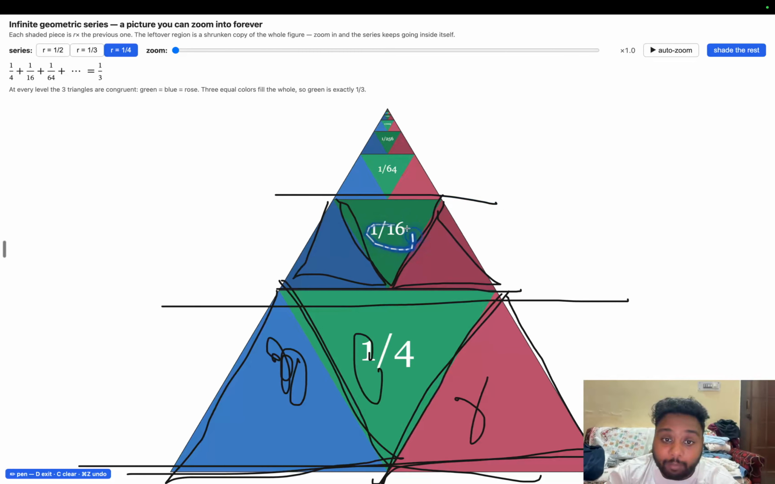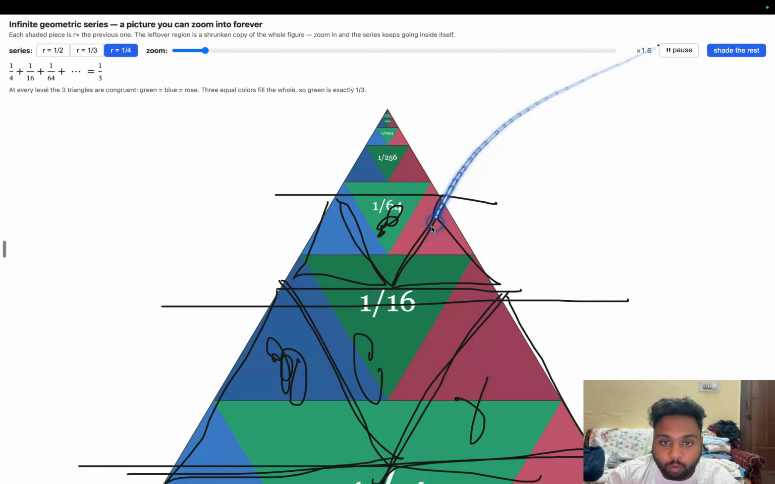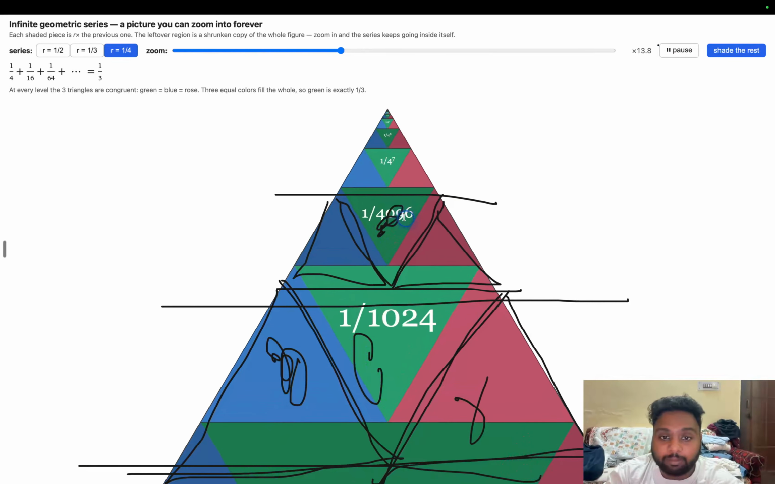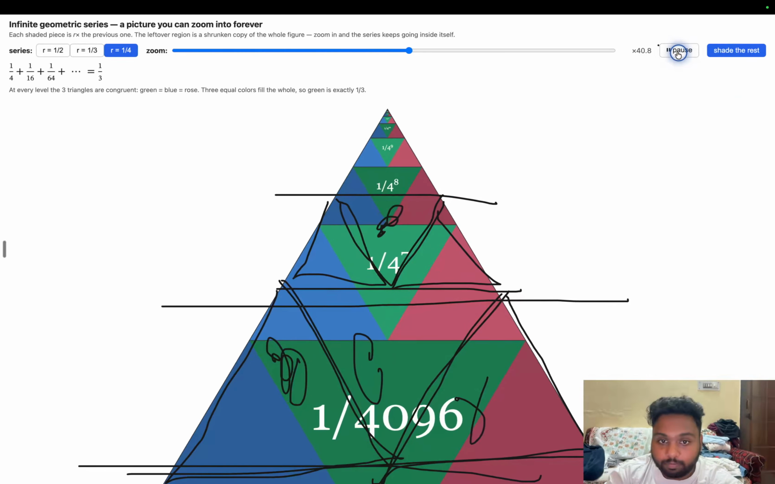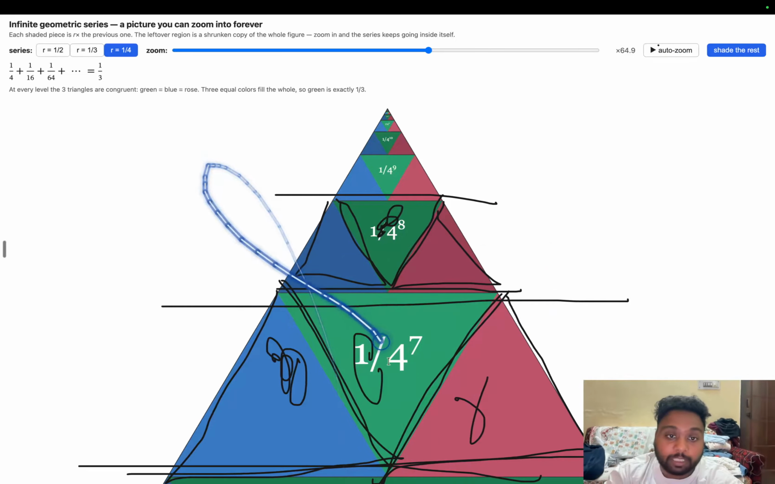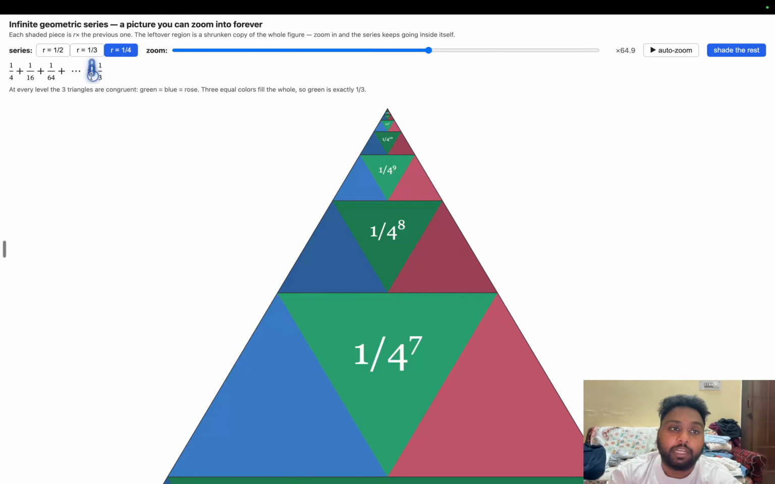So on each level, I'm taking 1/3 the area of the total triangle, and I'm summing this up to infinity. You see? On each level, I'm just taking the area of this triangle in the middle, here, here, here, and I'm just summing it up. And because this is just 1/3 the area on each level, my total sum is going to be 1 by 3.